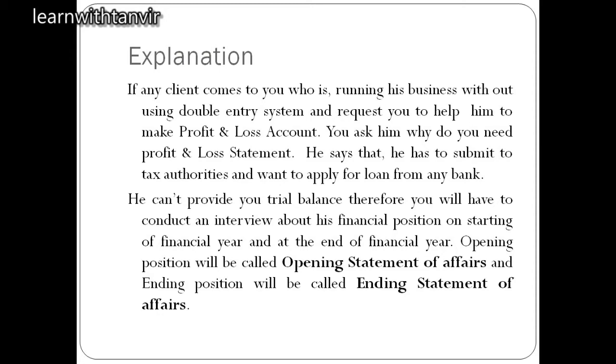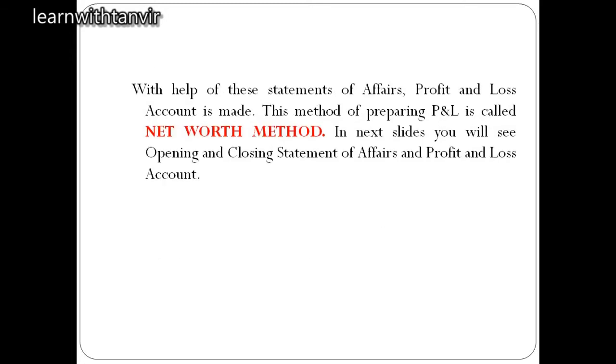Therefore, you will have to conduct an interview about his financial position at the starting of the financial year and at the end of the financial year. Opening position will be called opening statement of affairs and ending position will be called ending statement of affairs. In the next slides you will be 100% clear on all this. With the help of these statements, the profit and loss account is made. This method of preparing the profit and loss account is called net worth method. In the next slide you will see opening and closing statements of affairs and the profit and loss account.